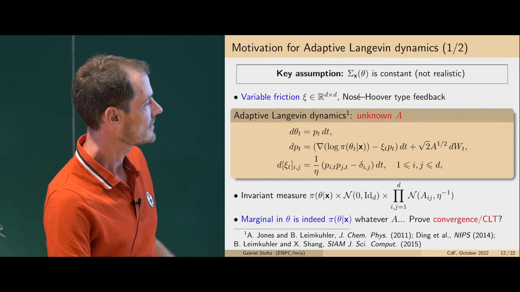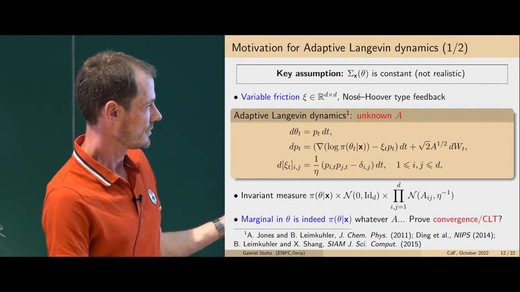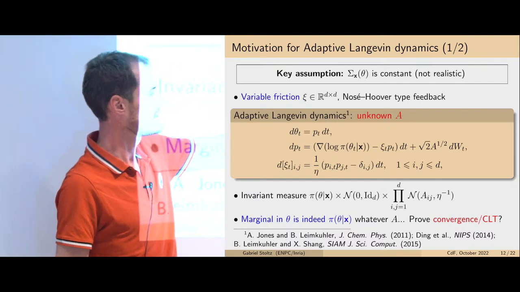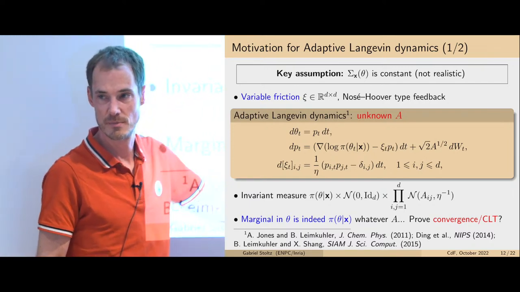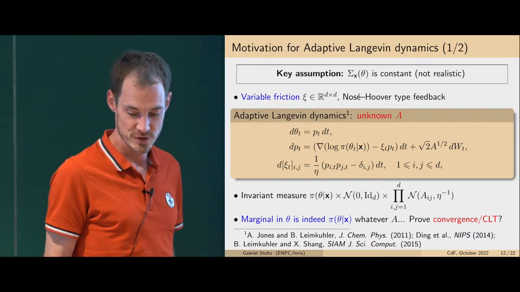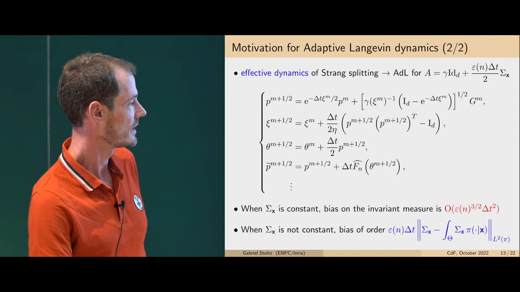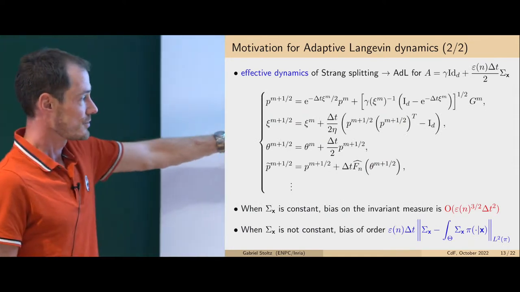So I know that at second order in the time step, this splitting scheme has this measure as an invariant probability measure. So somehow I've removed at dominant order the mini-batching error that way. So that's really the statement here.